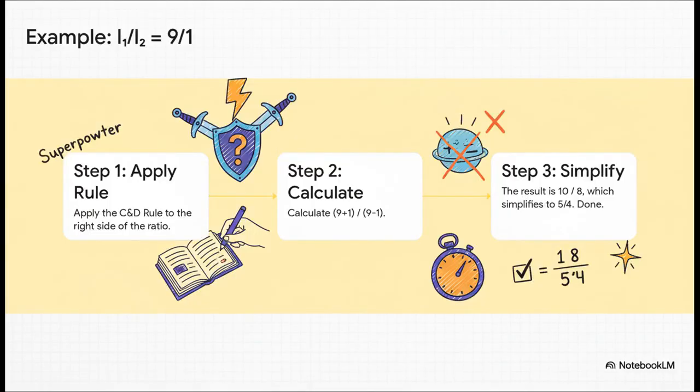Let's see it in action. Say the ratio of two intensities is 9:1. What's the ratio of their sum to their difference? Instead of a bunch of messy algebra, we just apply the rule to the numbers. So, (9 plus 1) divided by (9 minus 1). That gives you 10/8, which is just 5/4. Literally one step. Problem solved. It's like a magic trick.